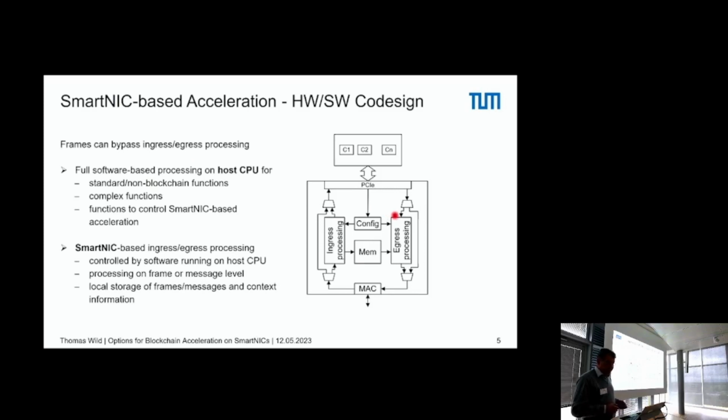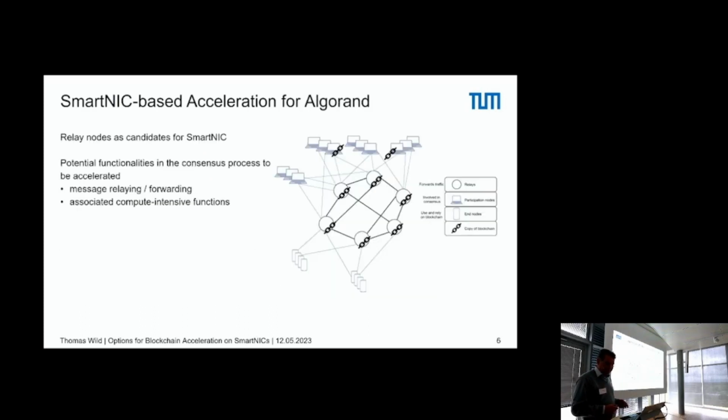Then we do egress-side processing on packet, frame, or message level, where we have to assemble several packets to build a message which is then processed. And especially when I talk about relaying, sending packets out several times, of course you have to have local memory to store the messages for being sent out several times. So you need local storage here as well.